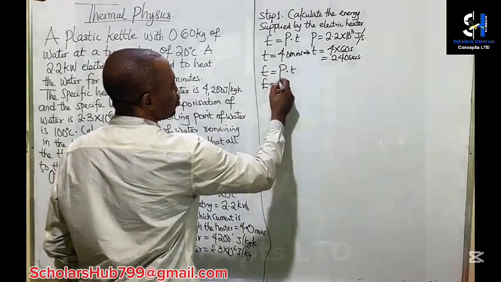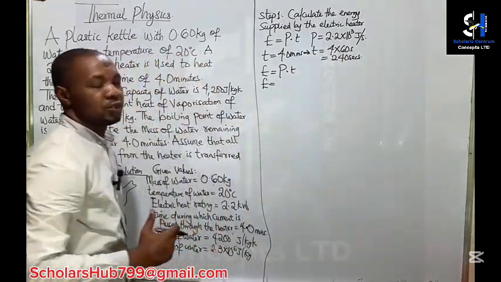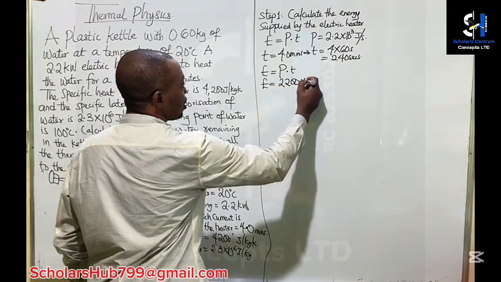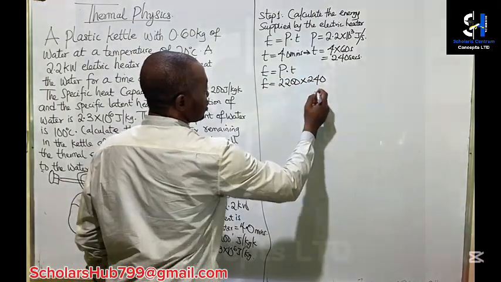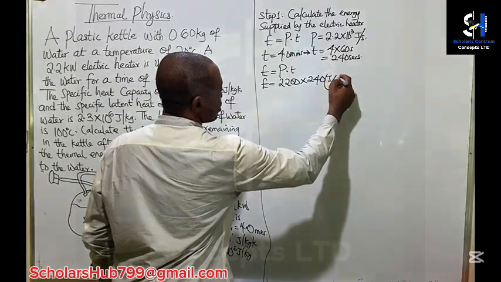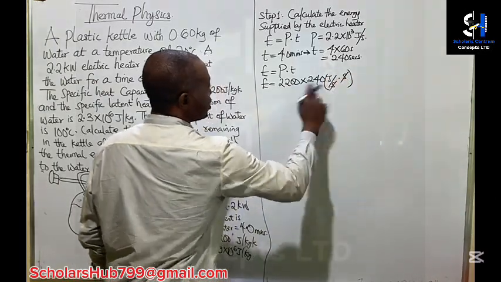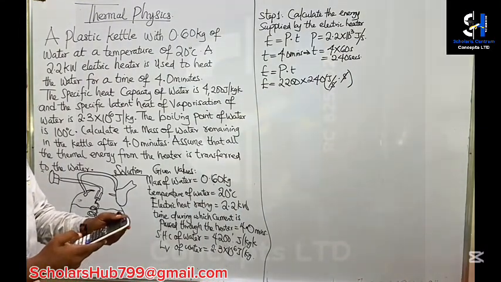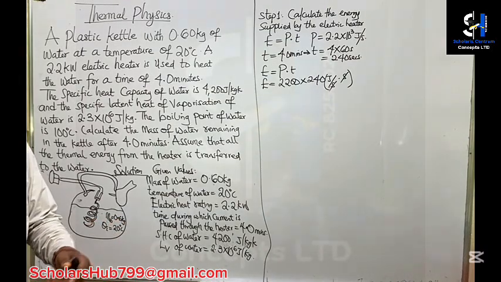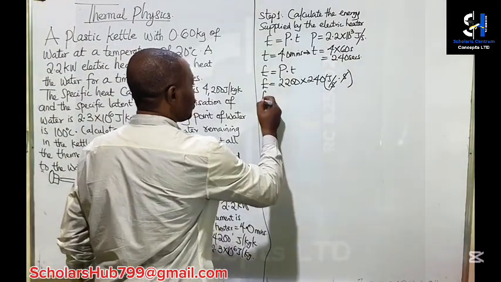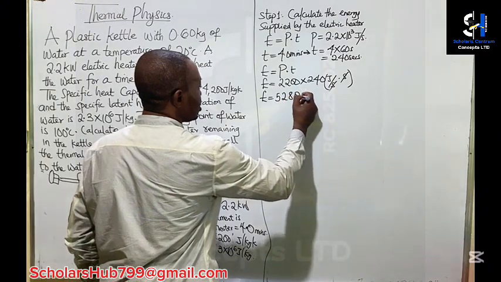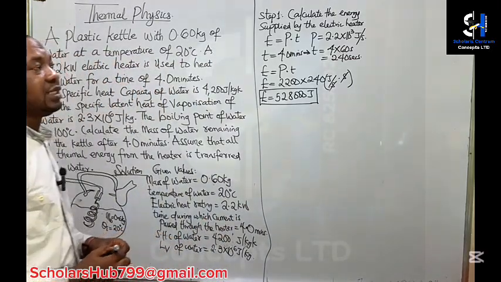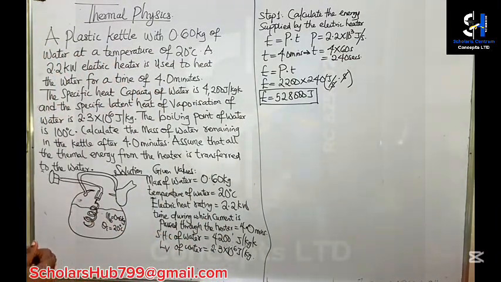So E will be equal to 2.2 times 10 raised to the power of 3, that will be 2200, multiplied by 240. Here we have joules per second, the units, multiplied by seconds, so the unit of energy will become joules. 2200 multiplied by 240 will be 528,000 joules. So this is the energy supplied by the electric heater.